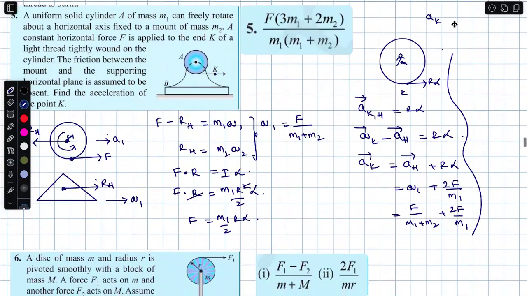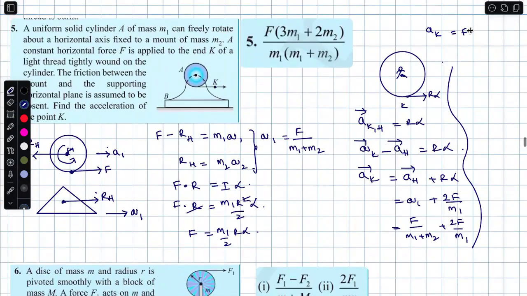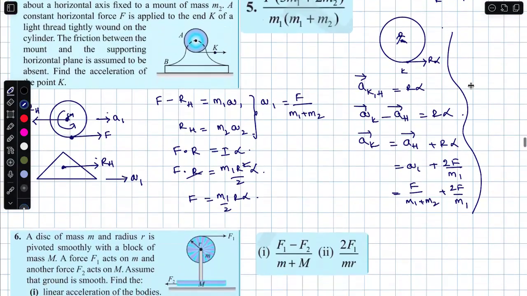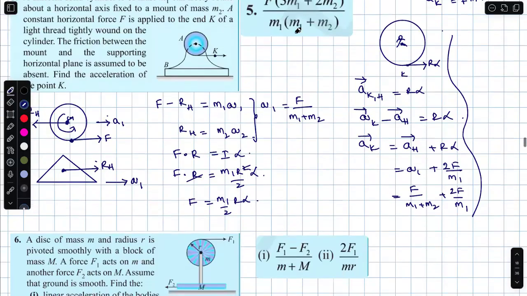Acceleration of K is M F1 FM1. Array just there outside. That's all. You'll get this one. Trust me.